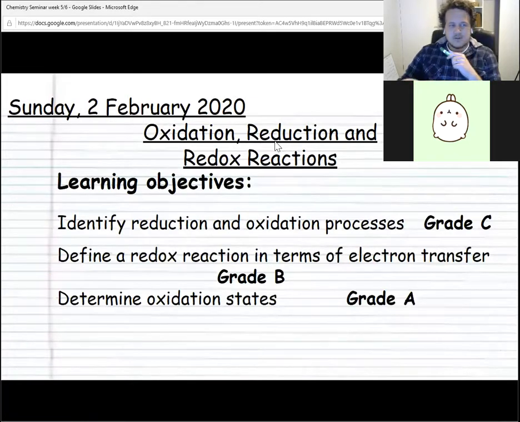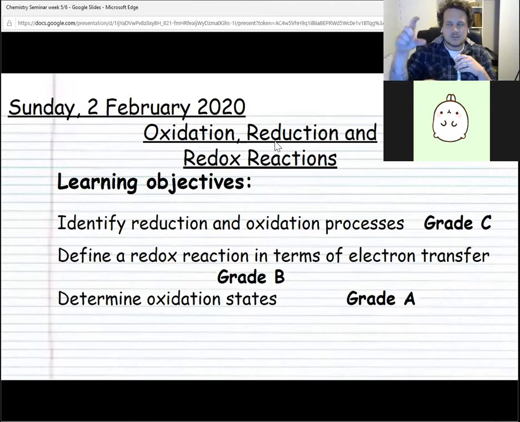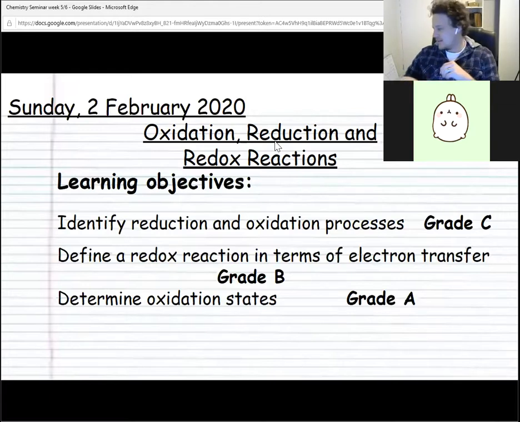So, identify reduction and oxidation processes. Define a redox reaction in terms of the electron transfer. And all of this is broken up into sections. And then there's a big long equation at the end, which I'll go through on the board. Now, itself will probably take 20 minutes. And determine the oxidation state, or the charge on the individual atom in the molecule. And again, we can determine that based on where it sits in the periodic table.